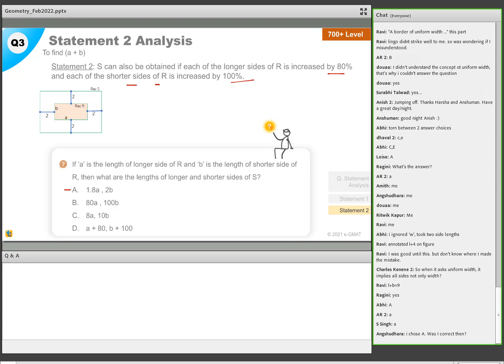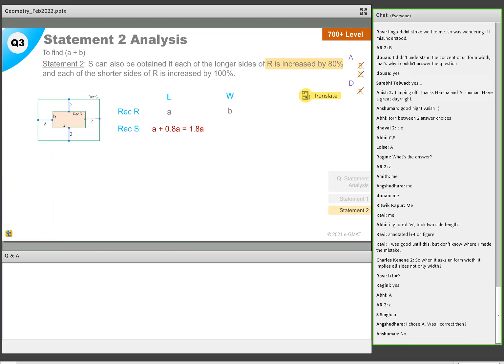So as all of you are pointing out, these are the length and the width of the larger rectangle. So far so good. Now again, if you have already figured out that the length of the new rectangle is simply A plus 4, and the width of the new rectangle is simply B plus 4. Essentially, A plus 4 equal to 1.8A, and B plus 4 is nothing but 2B. Can you see what's happening here?